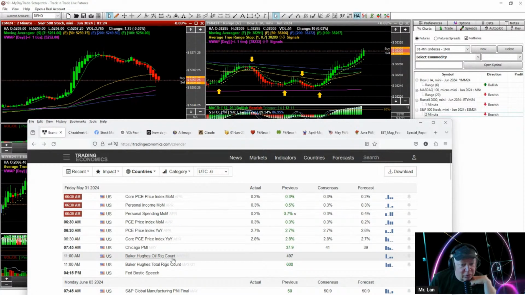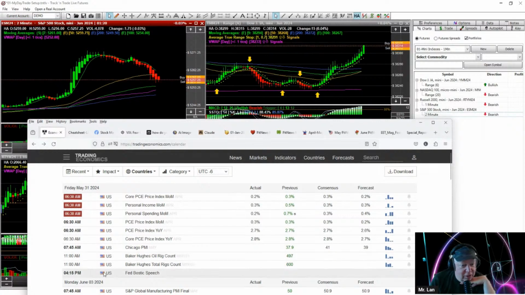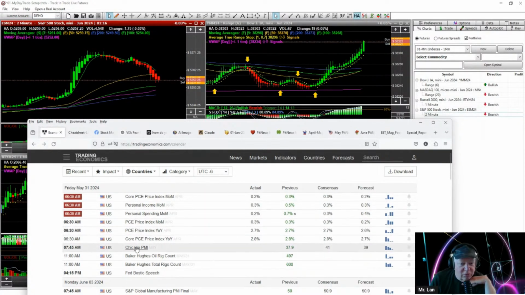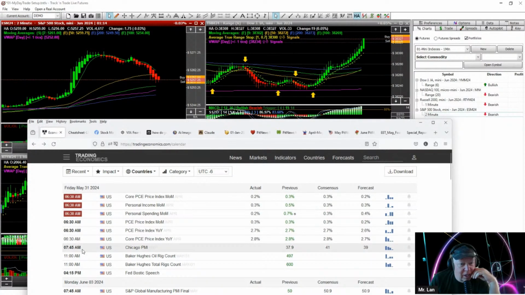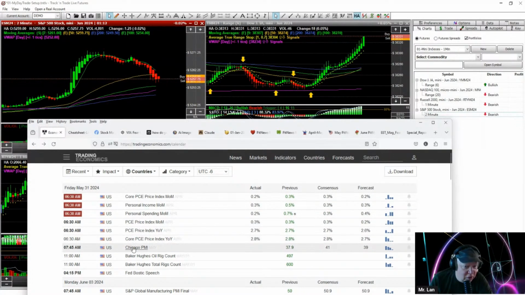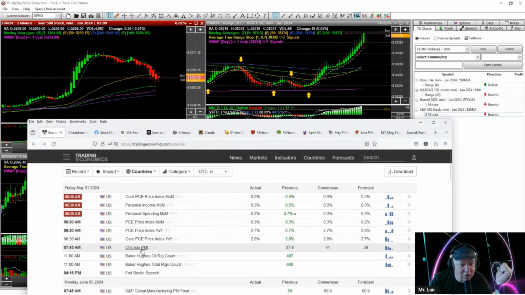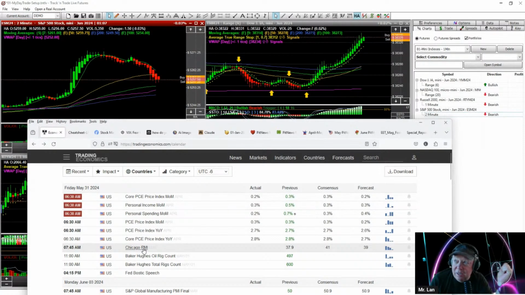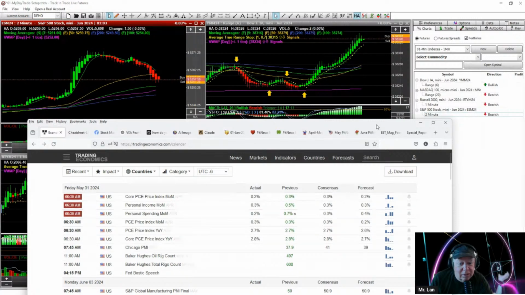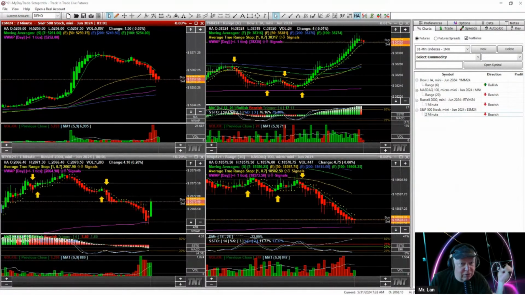Hughes Baker oil rig count. Now we're going to get into oil stuff this afternoon at 11. And then Fed speaks after the market closes. So no real big news coming right now after the open. At 7:45, we got Chicago PMI, Purchasing Managers Index coming in 10 minutes. So that might... wow, look at the Dow. That thing's taking off like a rocket ship.